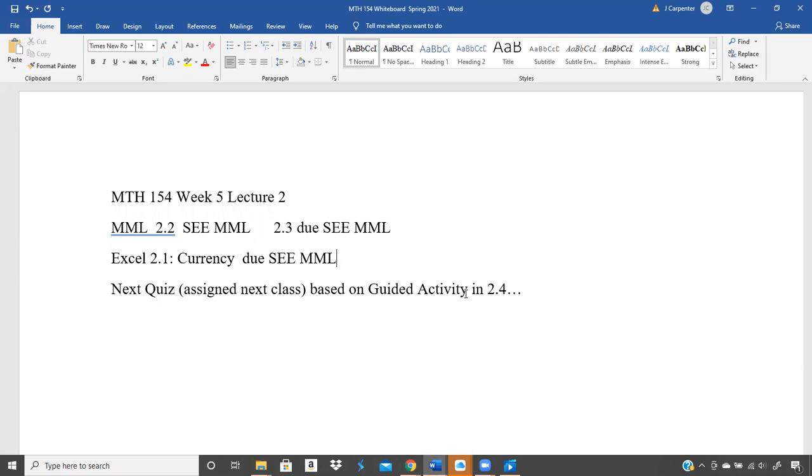Please make sure that you are still reading ahead. Remember, you are responsible for reading the next section's worth of material per lecture. So if you're taking this class once per week, that means you're probably responsible for reading the next 2 or maybe even occasionally 3 sections. And that includes the e-text as well as the notes to share.